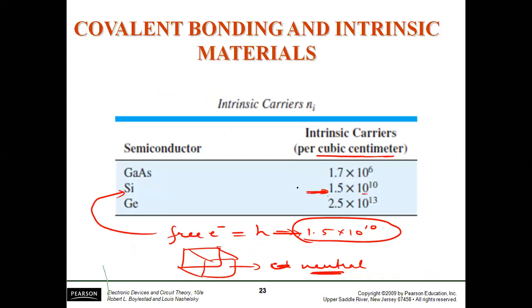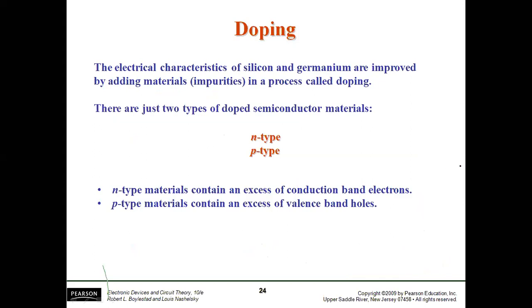Okay, so now this quantity 1.5, the number of free electrons, is very, very less. We cannot have any meaningful amount of current from this much electron. So what we have to do is increase the number of electrons or the number of holes, and for that we do doping.